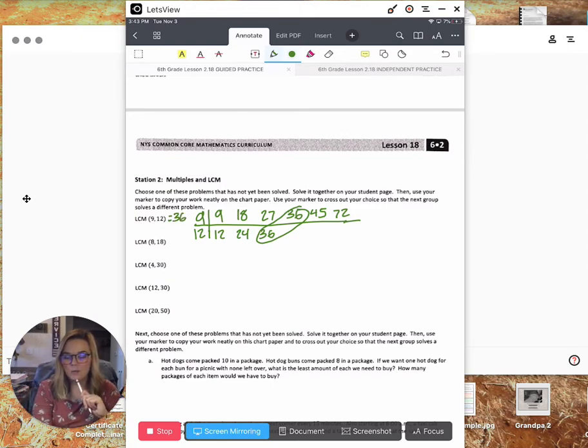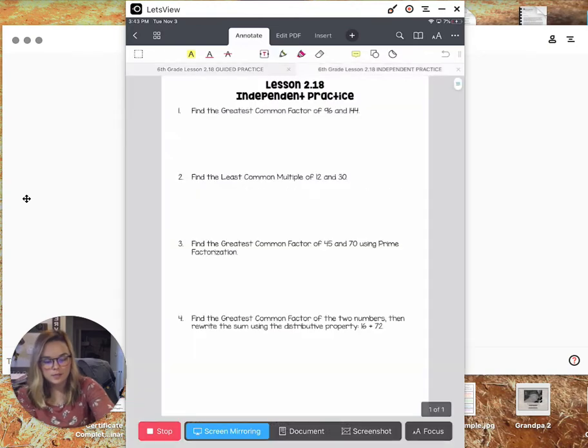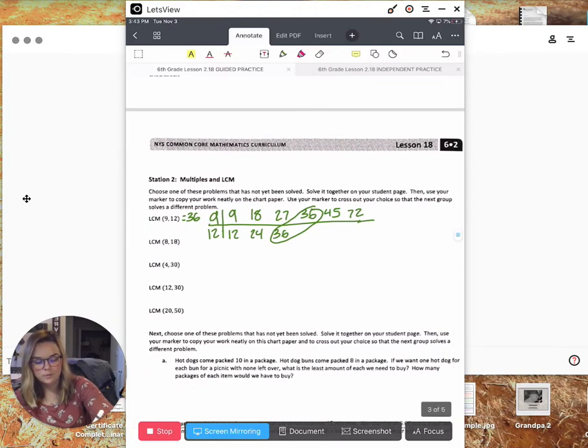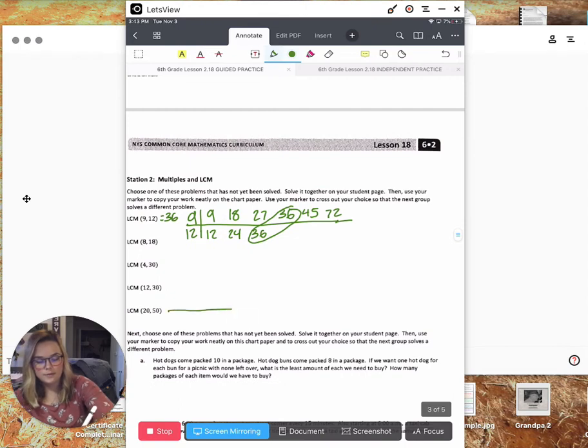Let's look at one more. Let me see what I gave you for your independent practice. We did 12 and 30. So let's look at 20 and 50. So I'm going to make another kind of sideways T-chart, 20 and 50.